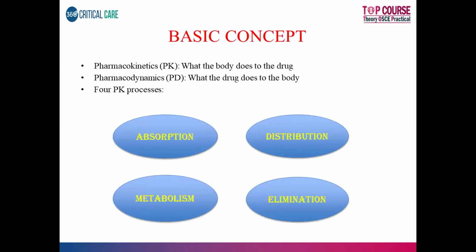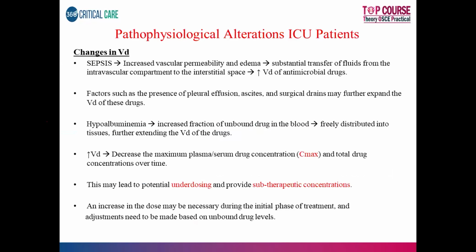So basic concept, what is pharmacokinetics? What the body does to the drug. And pharmacodynamics is the opposite, what the drug does to the body. And the four important pharmacokinetic processes are absorption, distribution, metabolism, and elimination. Okay. Now, this is the one which you need to write in your exams.